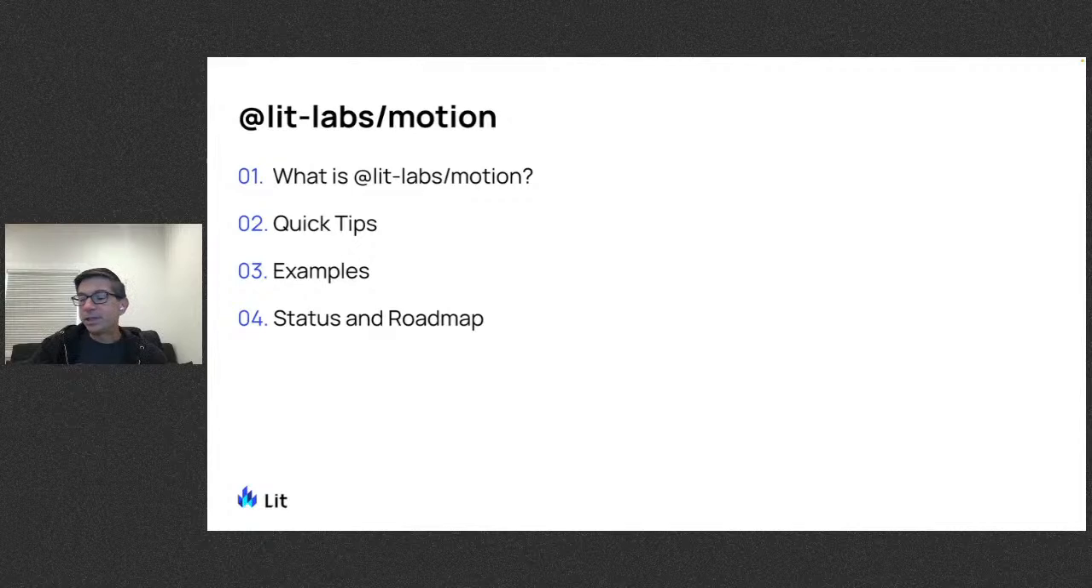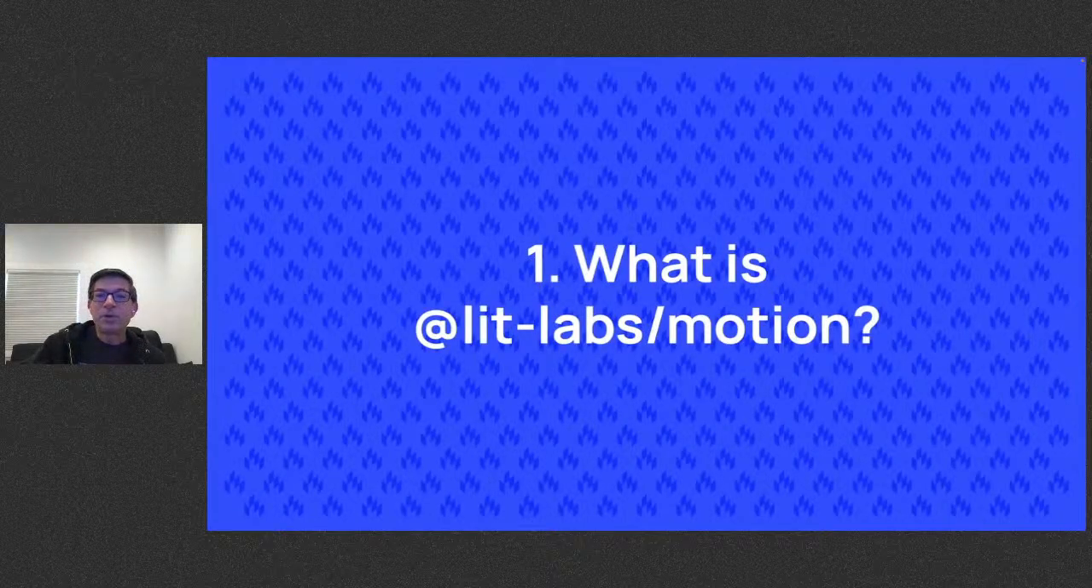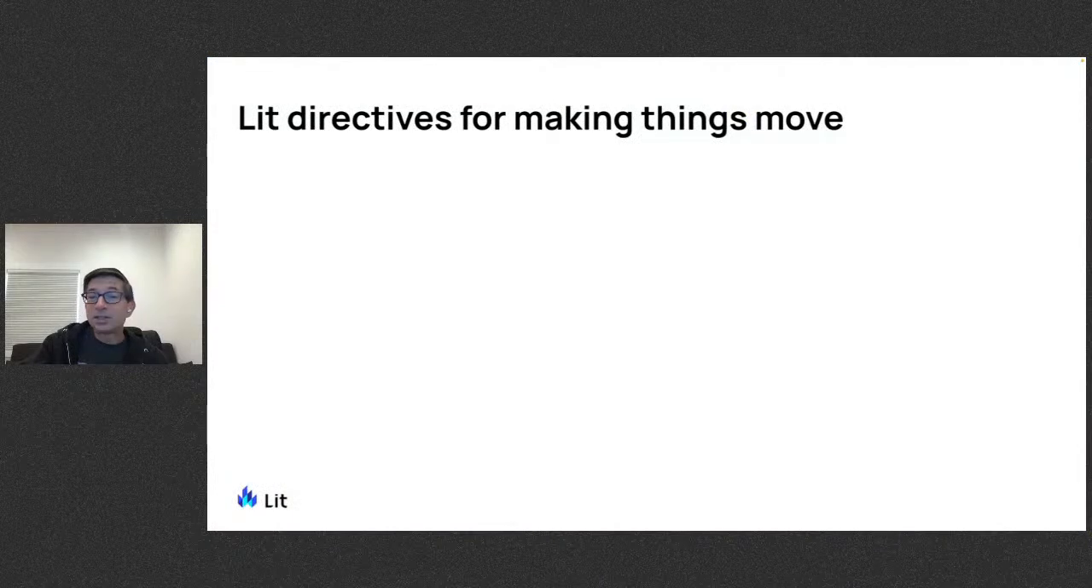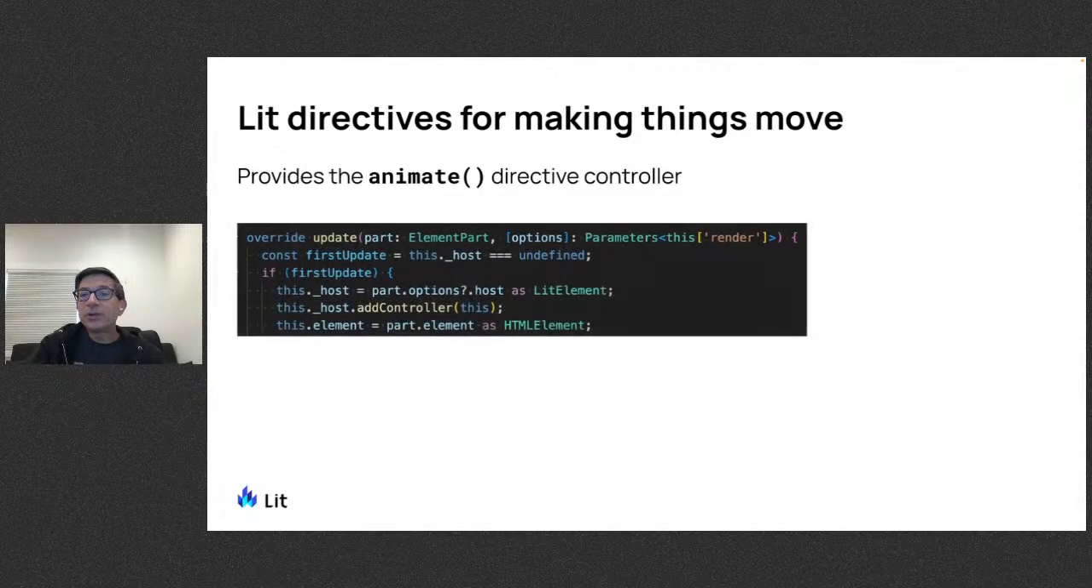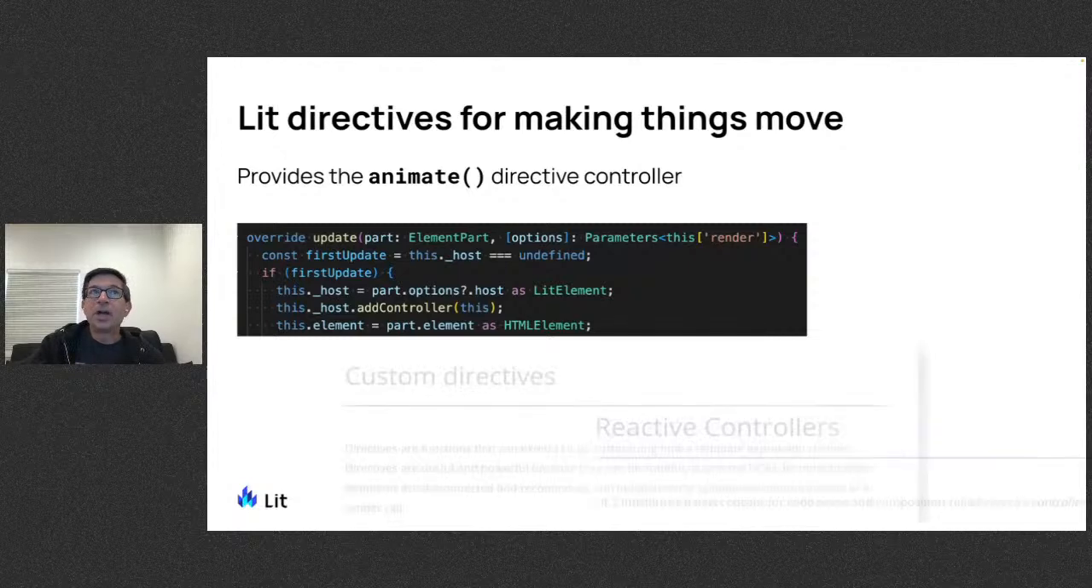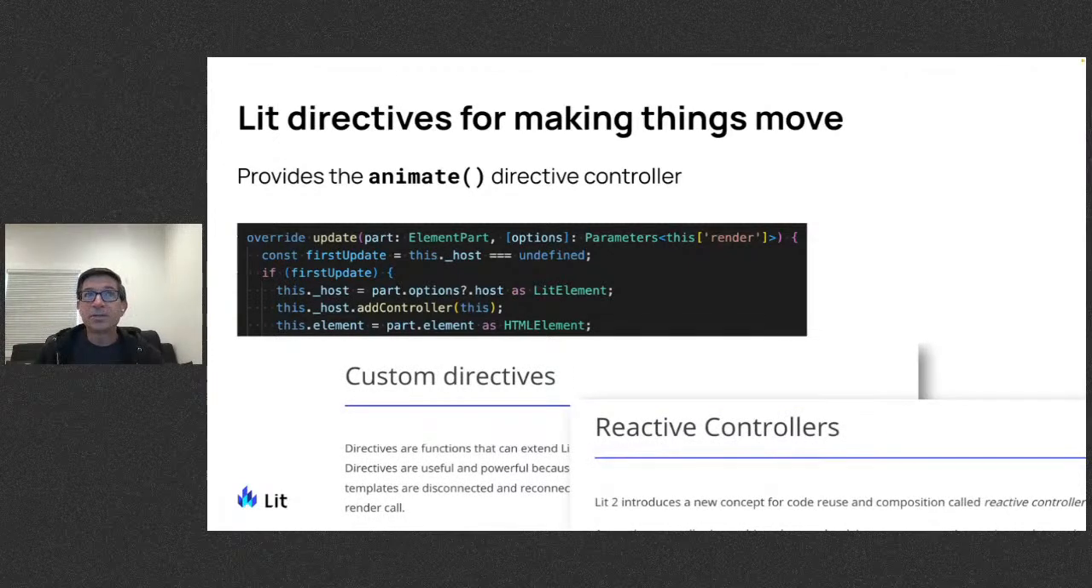So let's get started. What is the motion package? Well, it's a set of Lit directives for making things move. And right now we have just one, the animate directive, and it's actually a directive controller. And we'll see why in a little bit. But here's the code that sets that up. This is the update method of the directive, and you can see there that it calls add controller on the element. Don't worry about the details. We handle that for you. But if you do want to learn more about custom directives and reactive controllers, definitely check out the docs on lit.dev. There's tons of great information there.